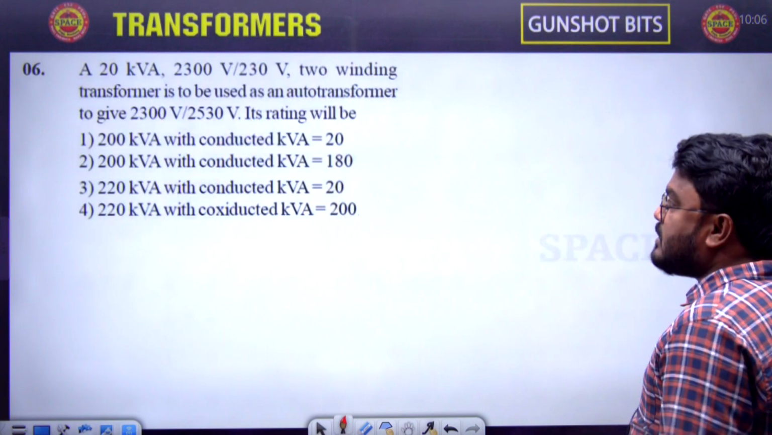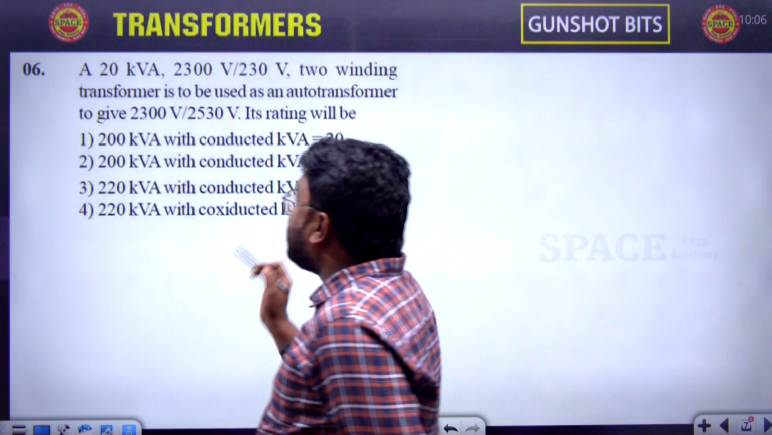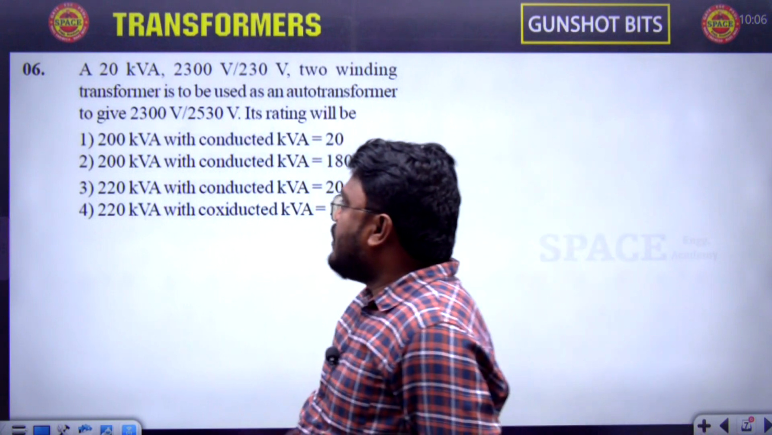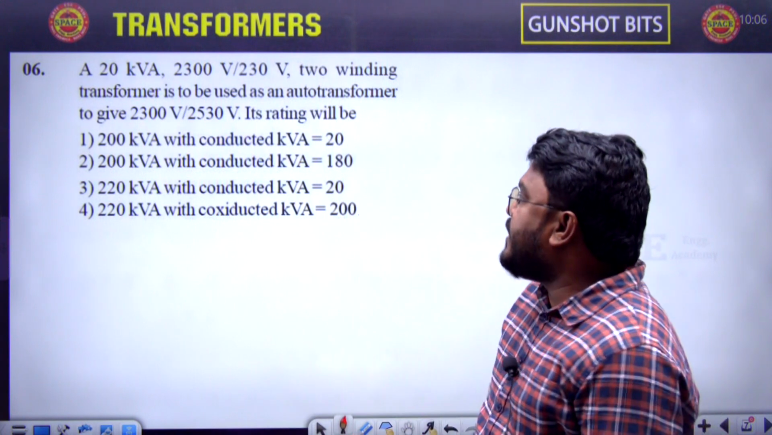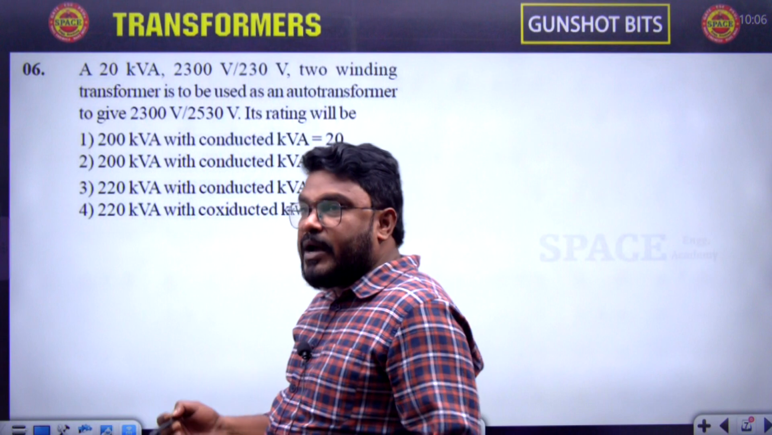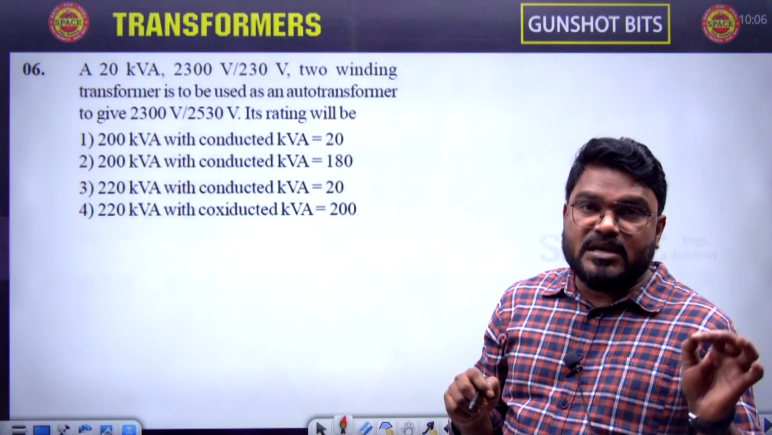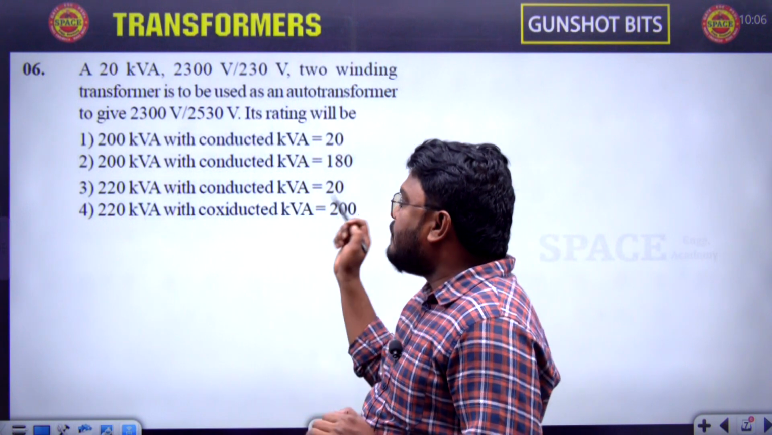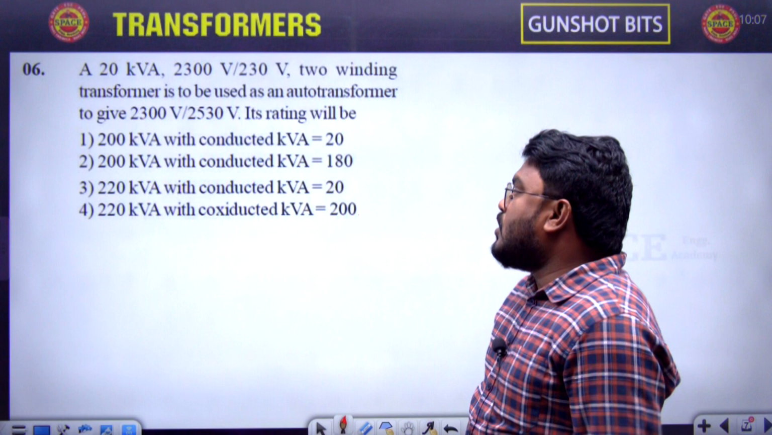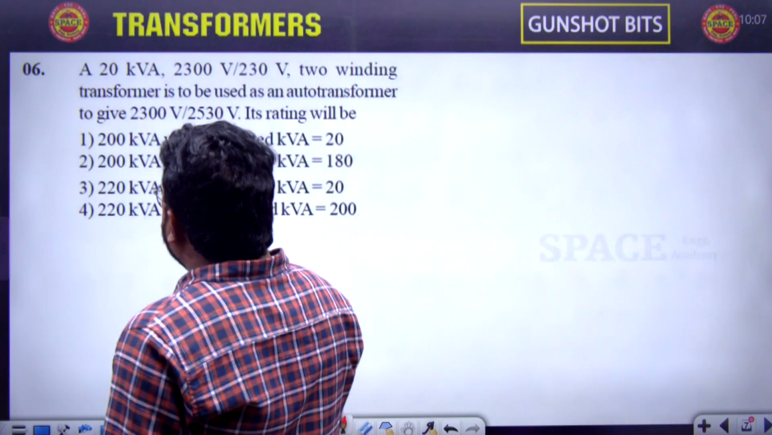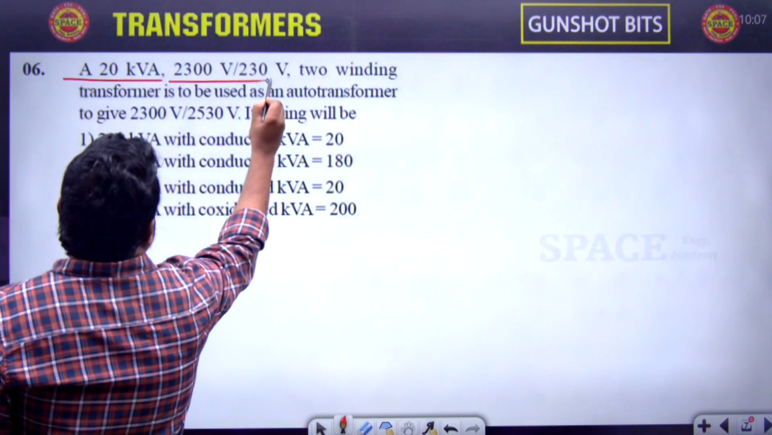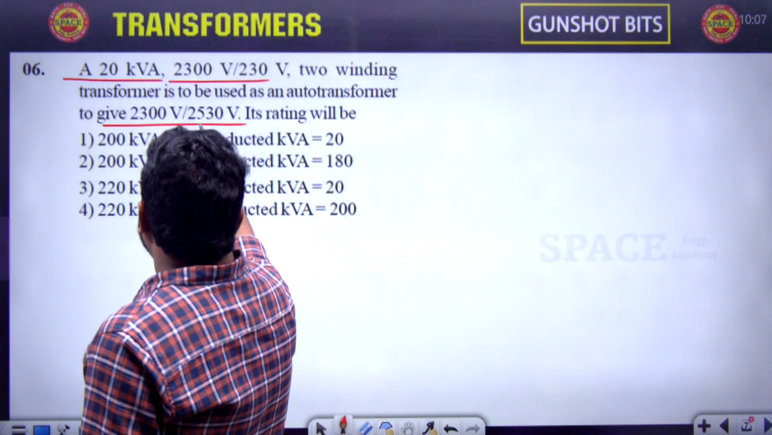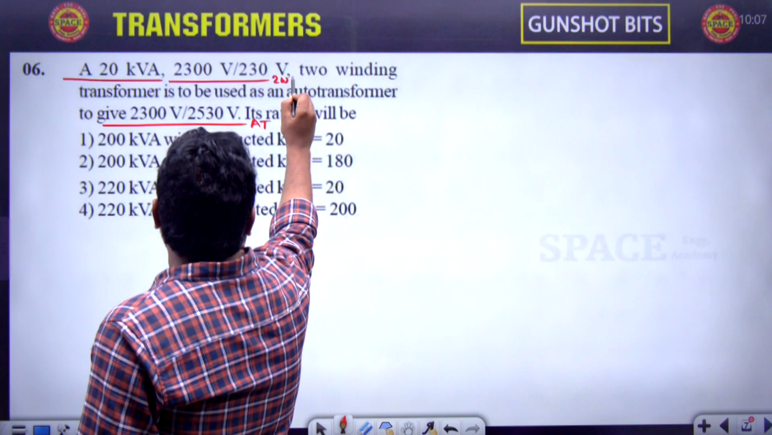And next one, let us solve question number 6. A 20 kVA, 2300 volts/230 volts two winding transformer is to be used as an auto transformer to give 2300 volts upon 2530 volts. Its rating will be: option 1, 200 kVA with conducted kVA equal to 20; option 2, 200 kVA with conducted kVA equal to 180; option 3, 220 kVA with conduction kVA equal to 20; and option 4, 220 kVA with conduction kVA equal to 200. Here the 20 kVA, 2300/230 volts transformer is a two winding transformer that is to be used as an auto transformer.